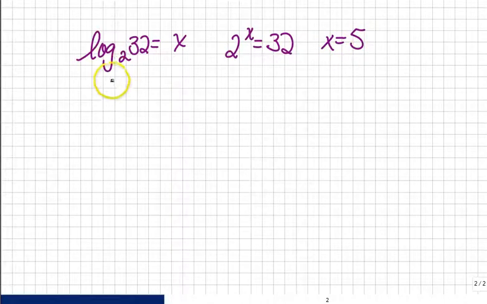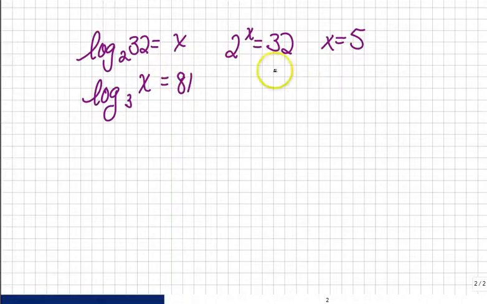Okay, let's move our x around. How about the log of x base 3 is equal to 81. What does that mean? It means 3 to the 81 power equals x. Well, wait a minute, that one's going to require a calculator.